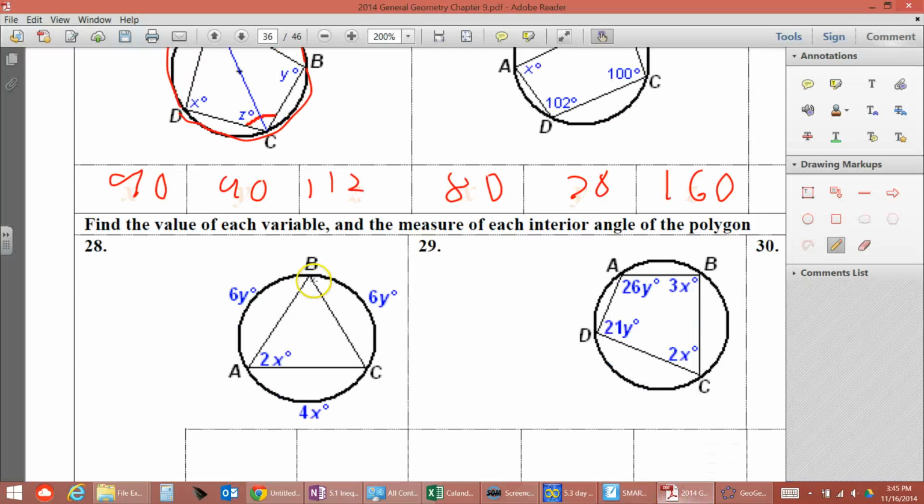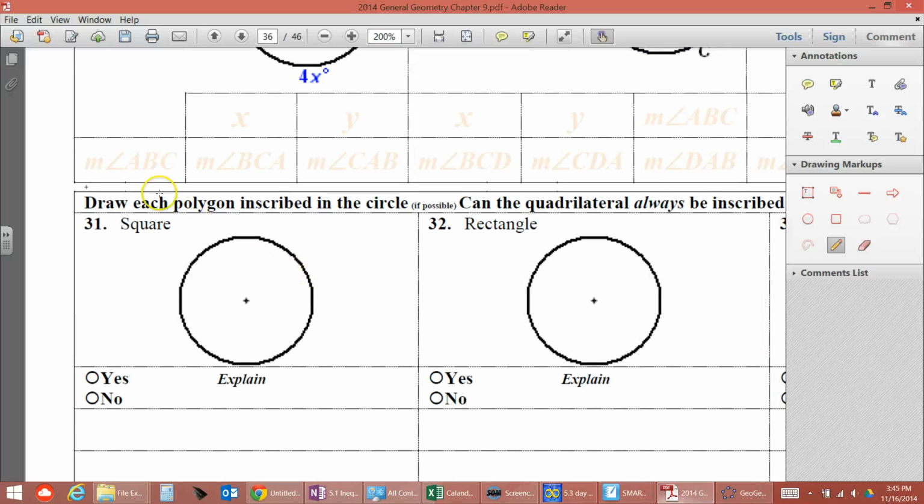It says on question number 31, draw each polygon inscribed in the circle if possible. Can the quadrilateral always be inscribed? So if I draw a square on here, can a square always be inscribed in a circle? Well, we talked about the definition of a quadrilateral having to have its opposite angles add to 180. I hope we remember that.